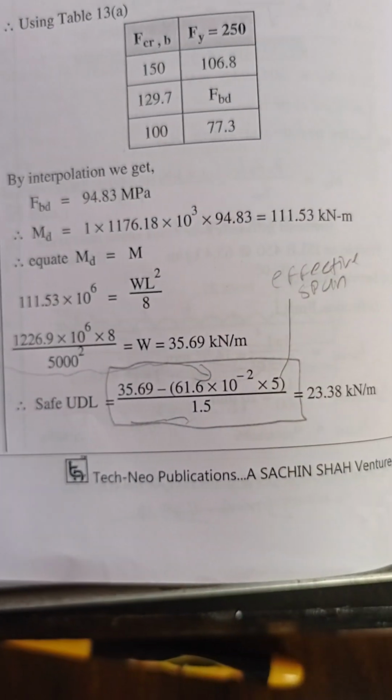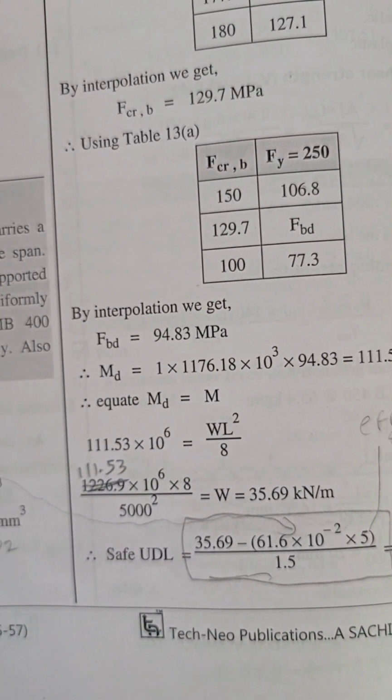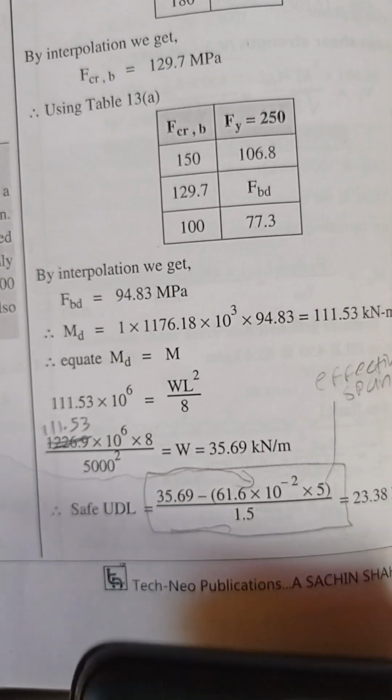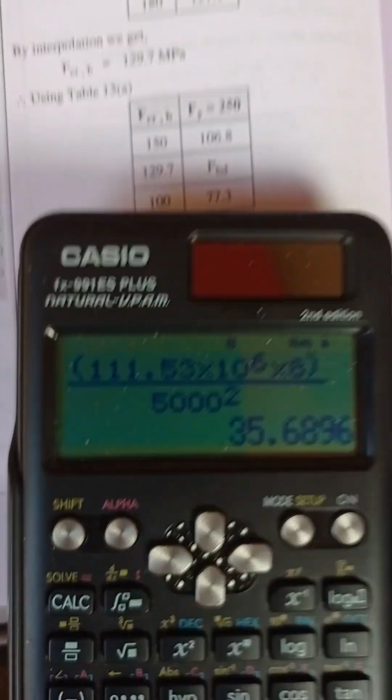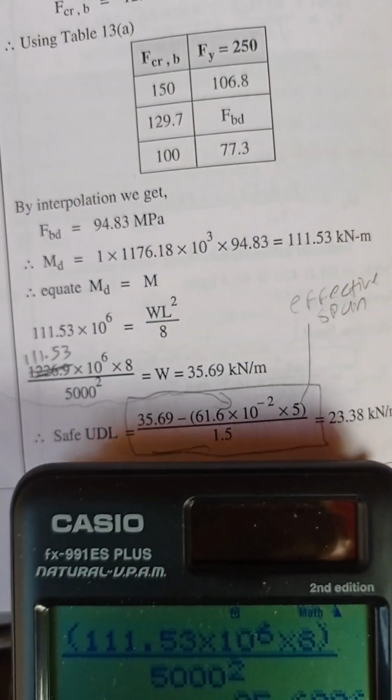there is another printing mistake in this book. It is 111.53 and not 1226.9. If you just put these values, you get the answer 35.68.